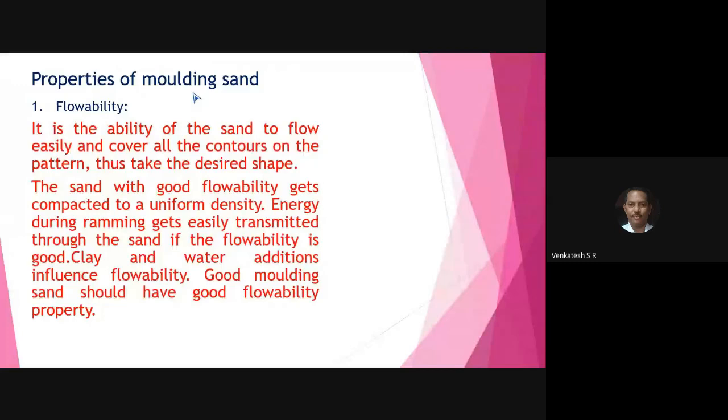All of you, please write down the question. Explain briefly the properties of molding sand. In bracket, write down any 5. Say in the examination, suppose you have this question, write any 5 properties and explain with the explanation you have here. The same explanation, you write in your own sentences.